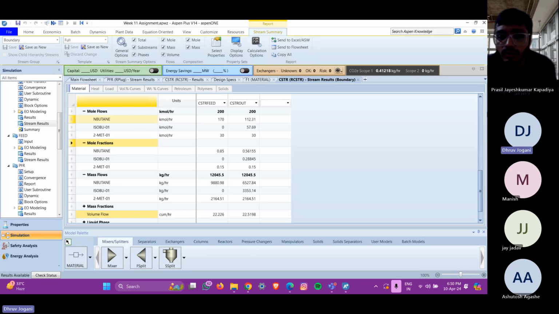So in this case, your conversion will be 34%, I guess. 1 minus 0.56 divided by 1, 66%, sorry. No, it's 34%, 0.339. Right or not? Okay, 34.2% is the conversion. What did you do? 1 minus 0.56155 divided by 0.85, right? Yes, sir.